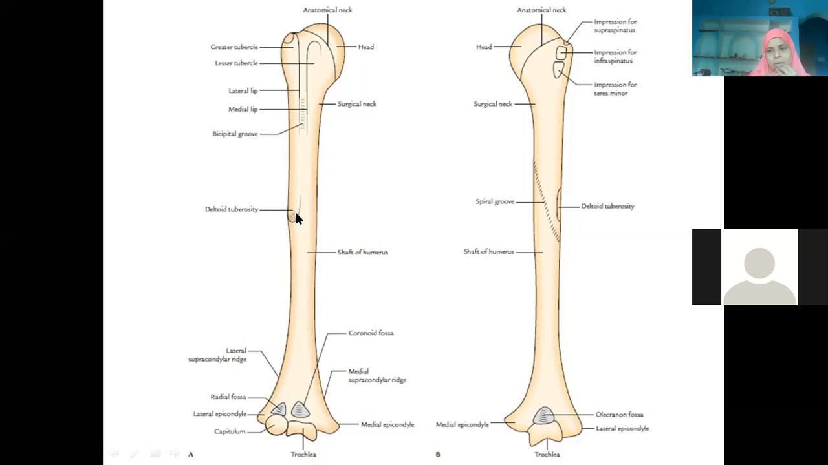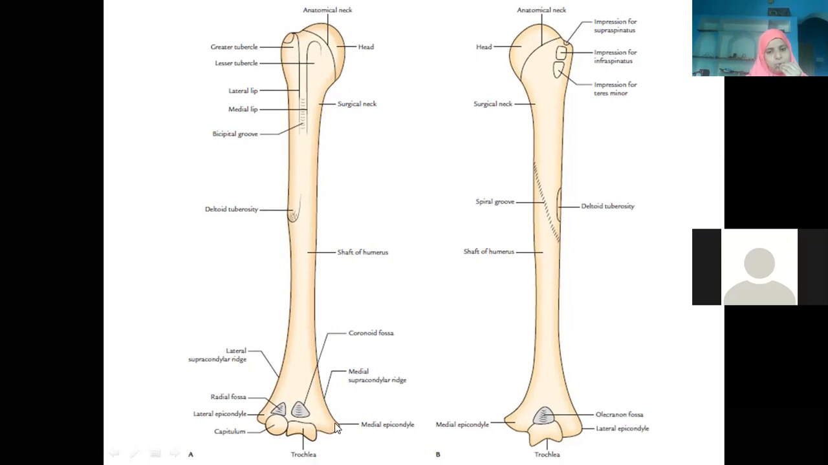So in the shaft, the deltoid tuberosity receives the insertion of the deltoid muscle. In Gray's anatomy, it is called the deltoideus muscle. Now this is the posterior aspect. In the posterior aspect, you find a spiral groove or spiral line, which is related to the radial nerve.